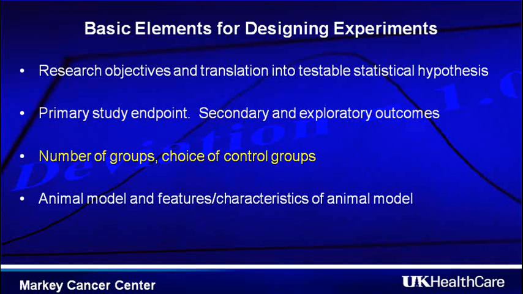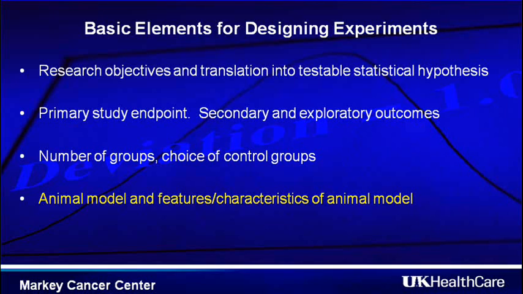The third element is: what are the experimental factors that you want to evaluate in the study? This will help you determine the number of groups, the types of treated and control groups that you will use in the experiment. This will also help the biostatistician decide what is the most appropriate study design for your experiment.